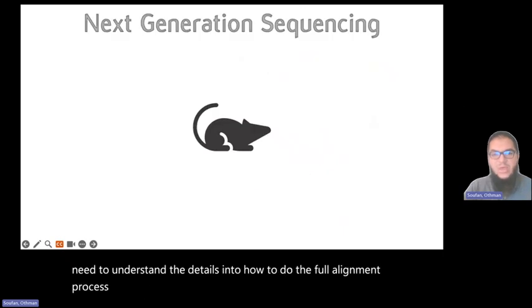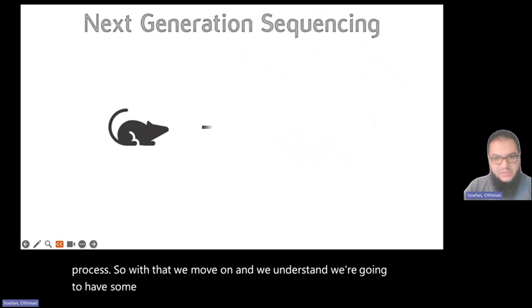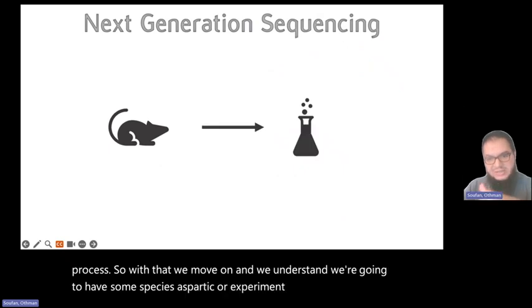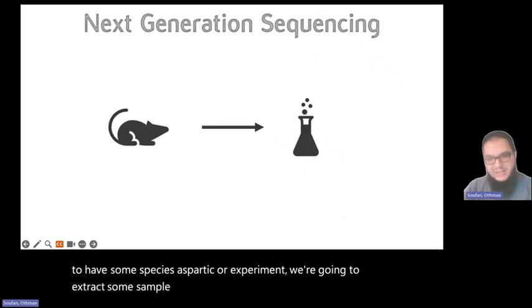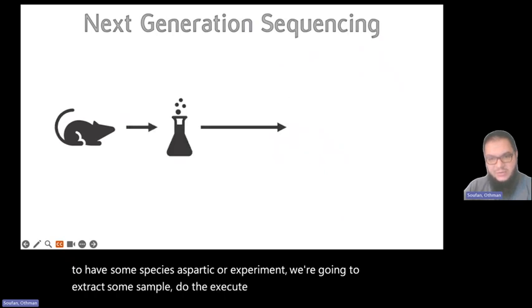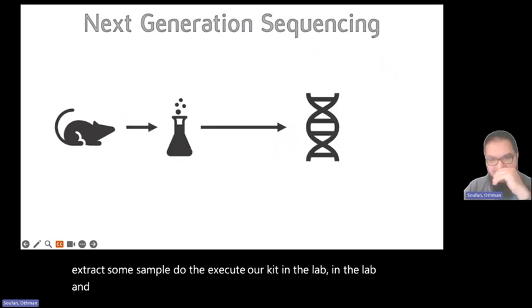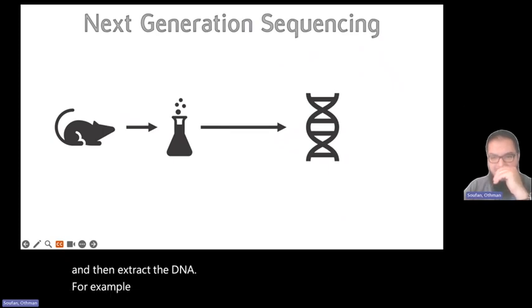So with that, we move on, and we understand we're going to have some species as part of our experiment. We're going to extract some sample, execute our kit in the lab, and then extract the DNA, for example, or the mRNA.